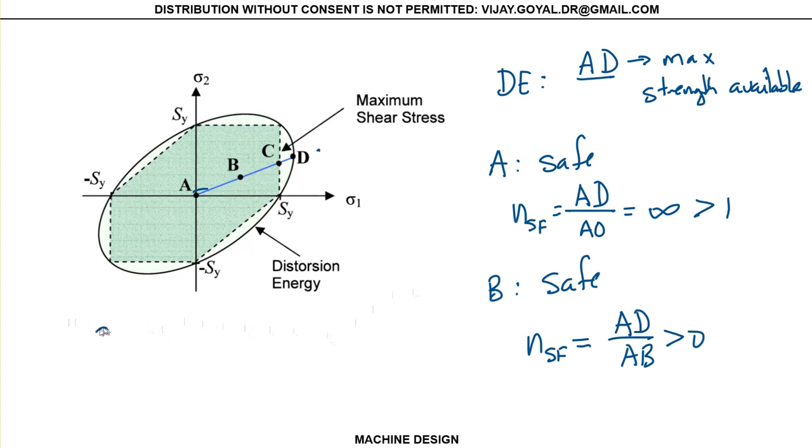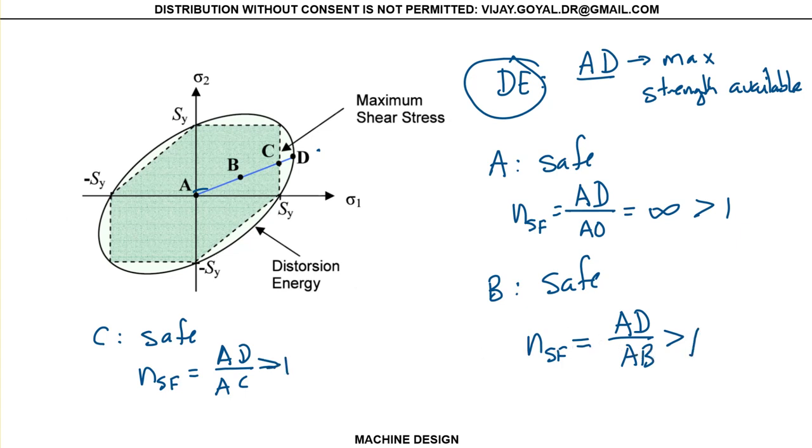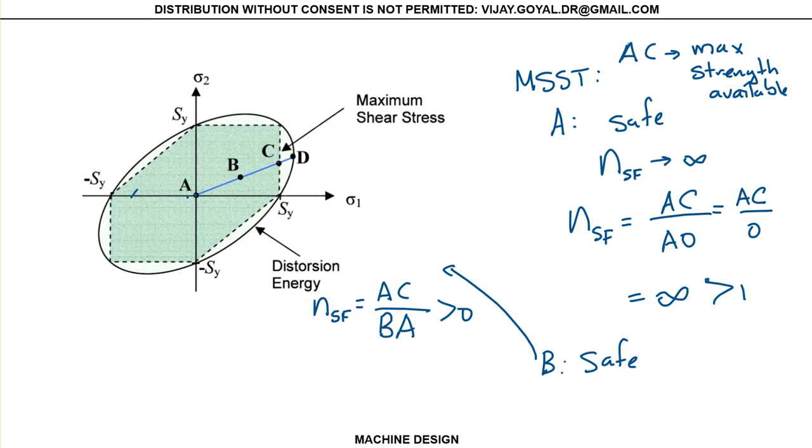Let me continue right here at point C. It is also safe. It's not onset of failure for the distortion energy, because my distortion energy line is this one, not this line. So it is safe. And you can see that my maximum available is AD divided by AC, which will be bigger than 1. Sorry, I wrote 0, but this is all bigger than 1. If you see a 0, just change it to 1, please.